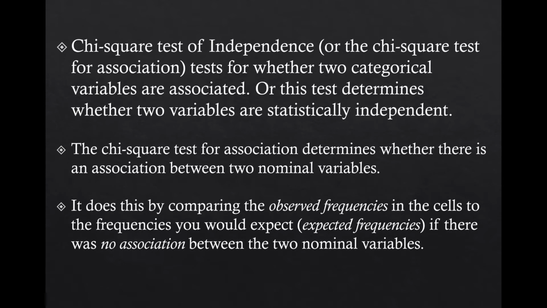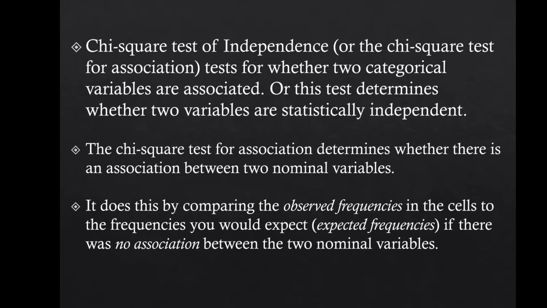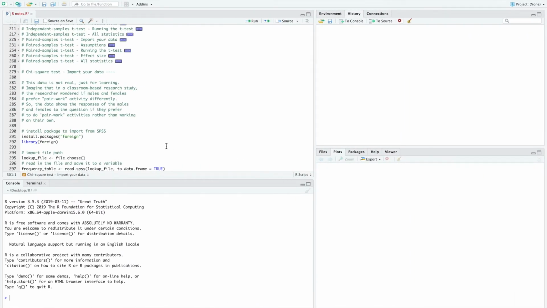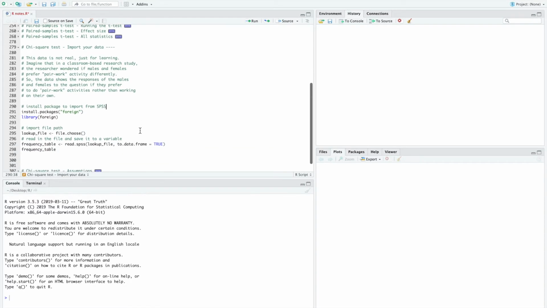It does this by comparing the observed frequencies in the cells to the frequencies you would expect, or the expected frequencies, if there was no association between the two nominal variables. You will learn a little bit more about what an expected frequency and an observed frequency is later in the video. You have a sense of what the data is, what the purpose of the research is, and what a chi-square test does. So now let's take a look at our data.